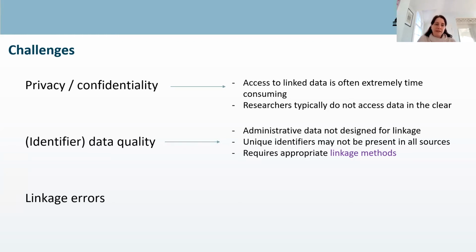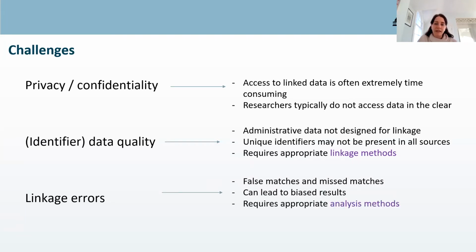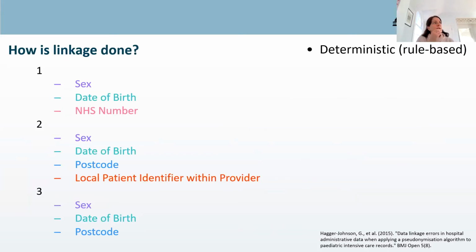So both of these problems can lead to linkage errors, where we fail to link records that belong to the same individual, which we call mismatches, or false matches, where we link records that belong to different people. And even small amounts of linkage error can lead to substantial bias in results. So this means we need to think carefully about how we handle errors when we're actually analysing the linked data. So how is linkage done?